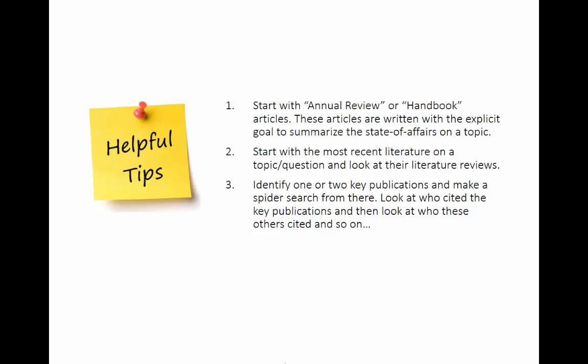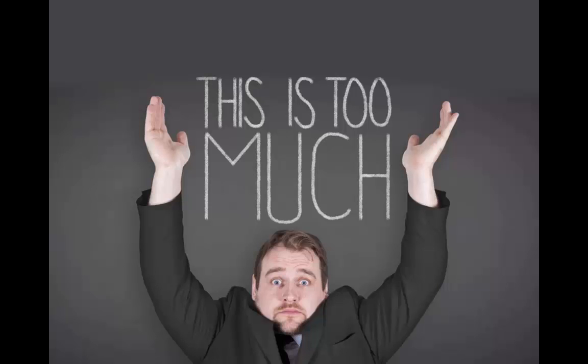Spider search means basically you look at who cited this person and who was cited by this person. And then you move out and you do the same thing, and the same thing, and you create your own little web, and you will see overlaps, and that shows you what is important in the field and what is not that important.